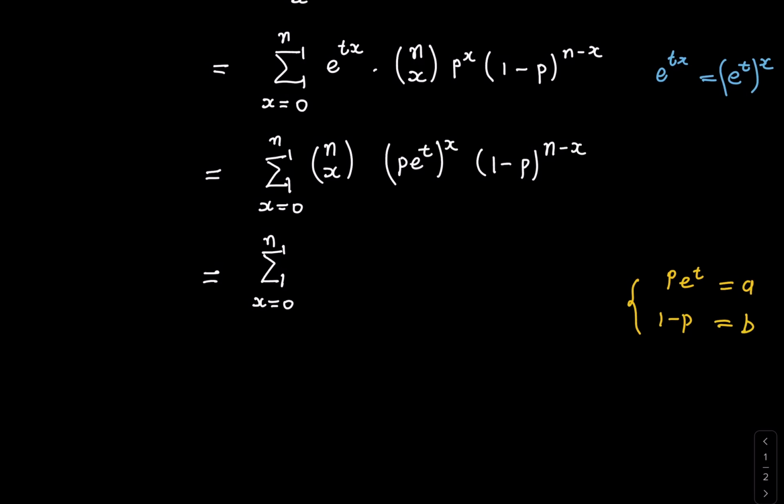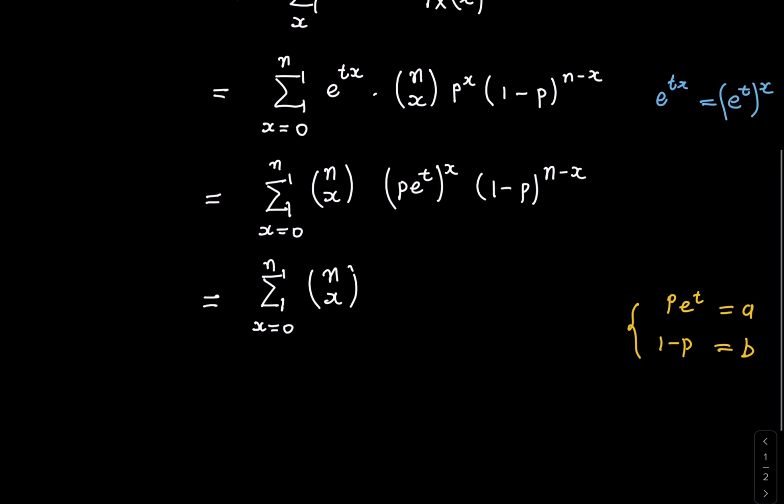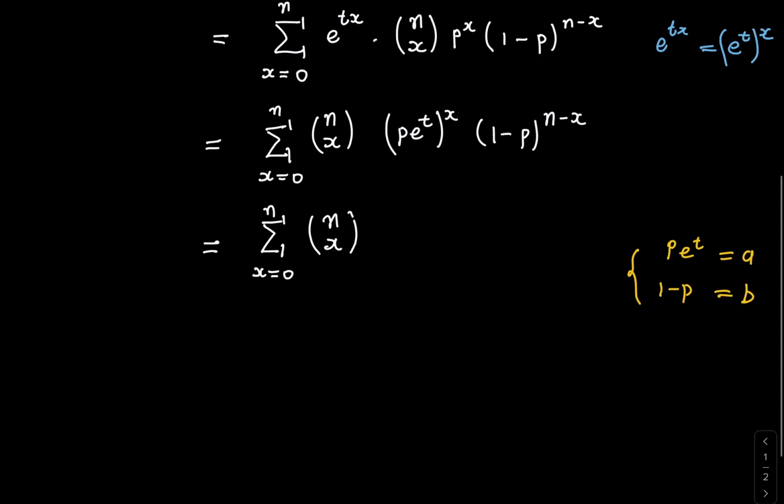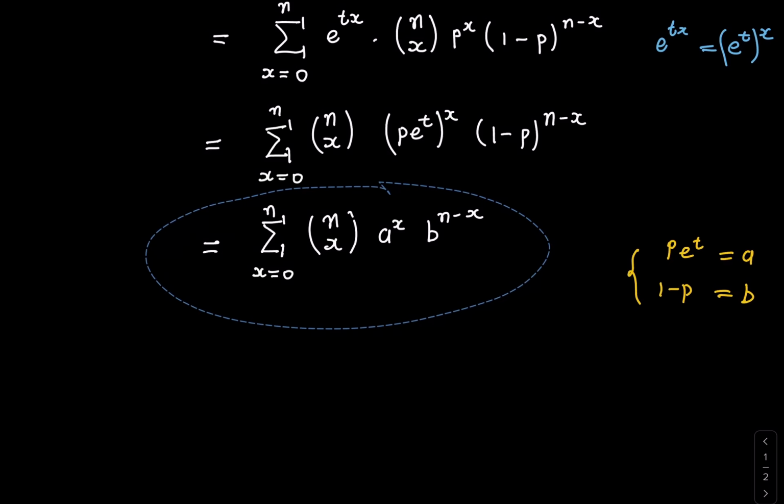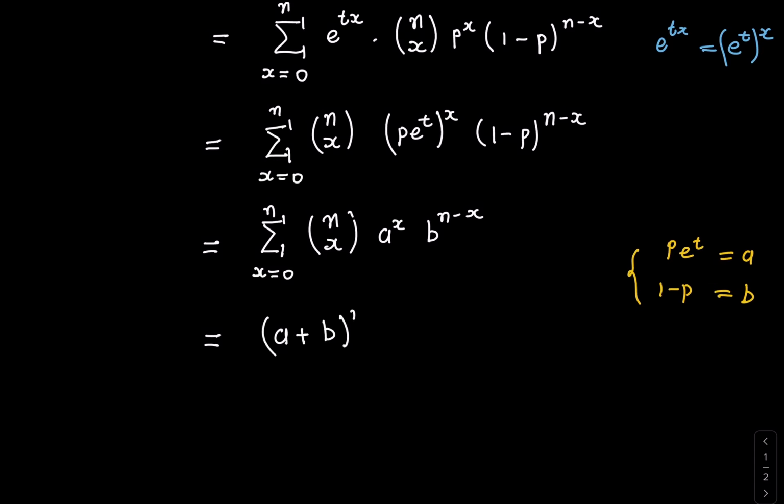Going back to my expression here, I've got the sum from x equals 0 to n of n choose x, a to the x, and then b to the n minus x. Hopefully this looks a bit familiar to you. This is actually the formula for the binomial expansion, in particular the expansion of a plus b to the power of n.